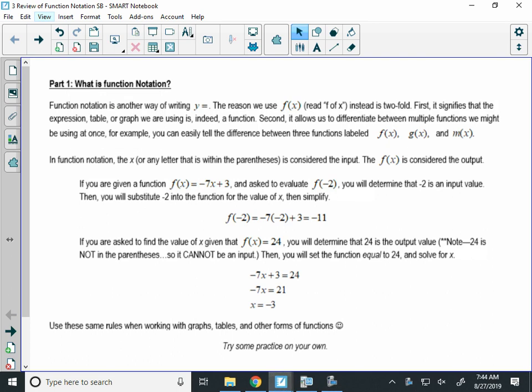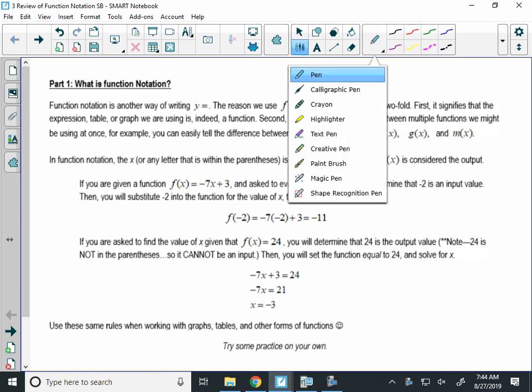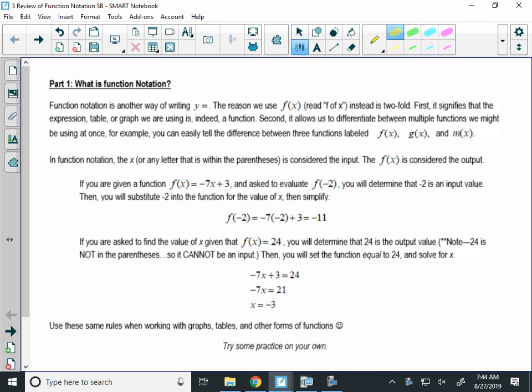So let's review function notation. Now, I'm not going to read all the words here, but you can do that. Function notation is another way of writing y equals. Instead of y equals the equation, we have f of x equals. We use that because the different letters, we can do f of x, g of x, k of x, p of x, allow us to differentiate between different functions.